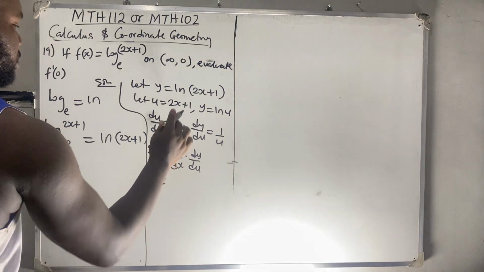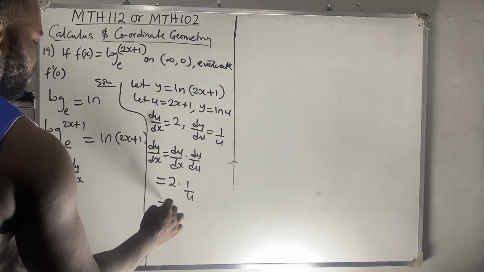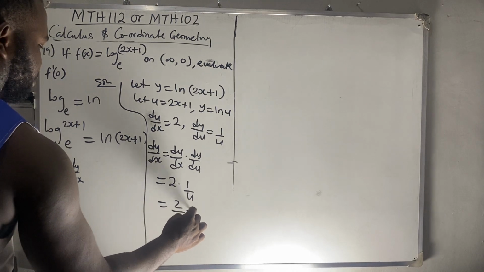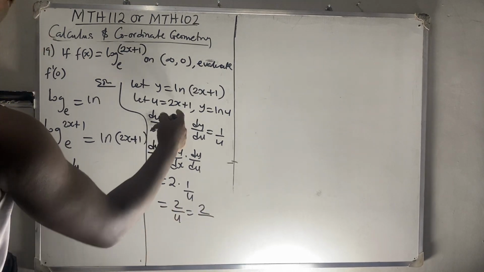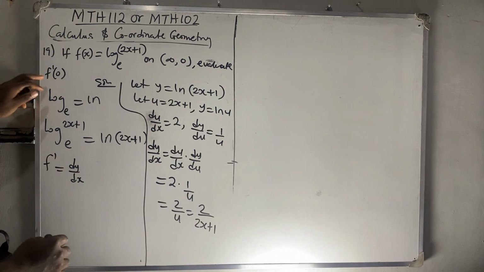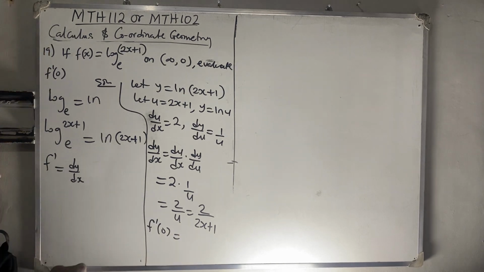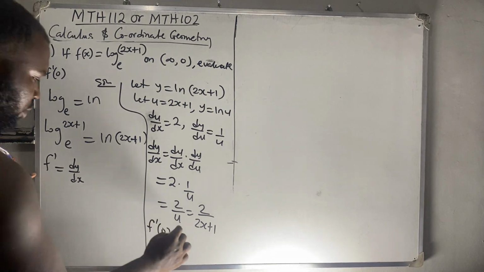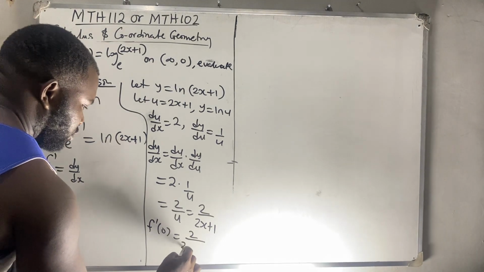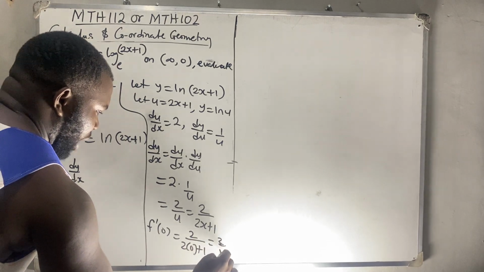So this is equal to 2 multiplied by 1 over u, which is 2 over u, which is 2 over 2x plus 1. Then I should find f prime of 0. F prime of 0 simply means anywhere you see x, put 0. That is 2 all over 2 into 0 plus 1, which is 2 over 1.